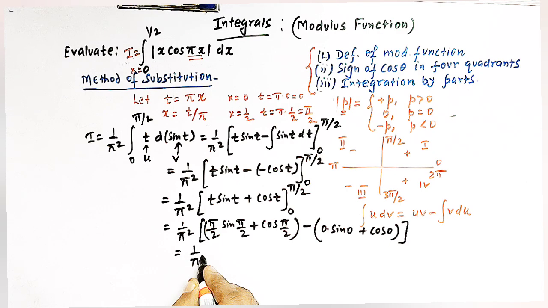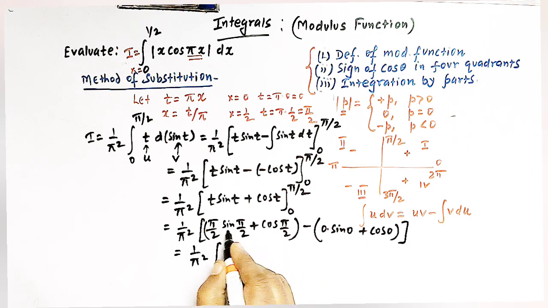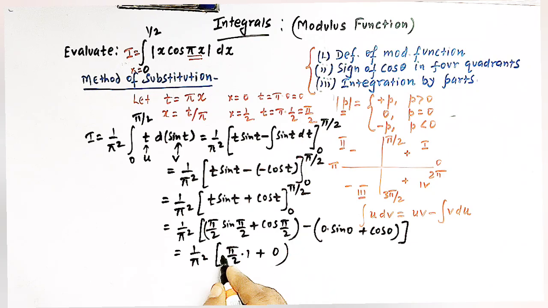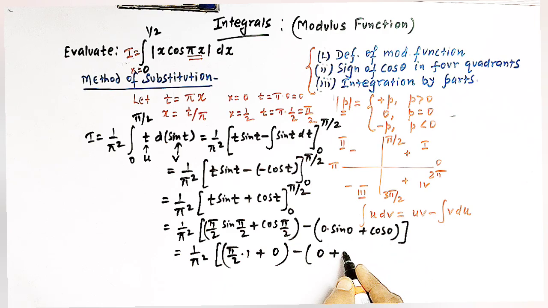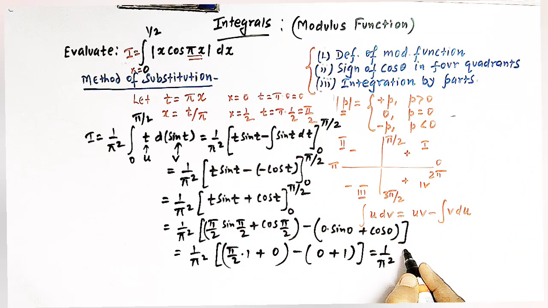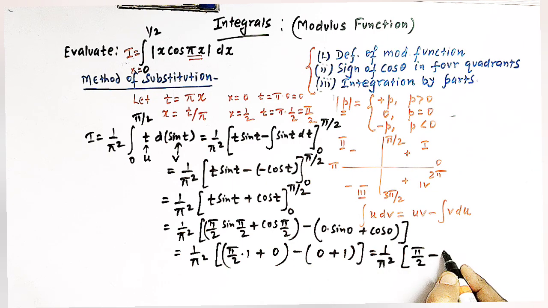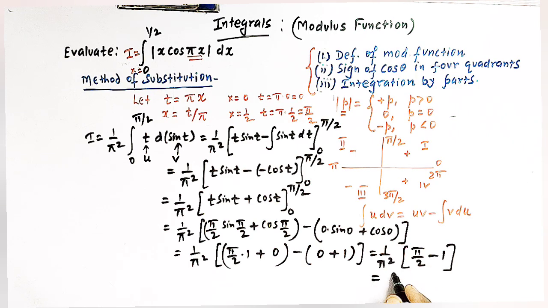Okay, now let us simplify it. So 1 over pi square, and here sine pi by 2 is 1, so we have pi by 2 times 1, and cos pi by 2 is 0. And here this term is 0, sine 0 is 0, and cos 0 is 1. So now we have 1 over pi square, and here we have simply pi over 2 minus 1. Multiplying these two terms by 1 over pi square, we have simply 1 over 2 pi minus 1 over pi square. So viewers, the value of this integral is equal to 1 over 2 pi minus 1 over pi square.